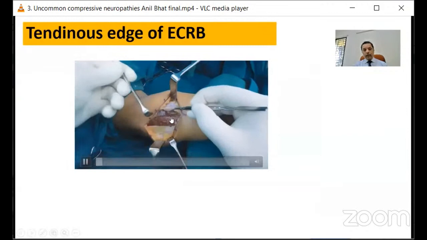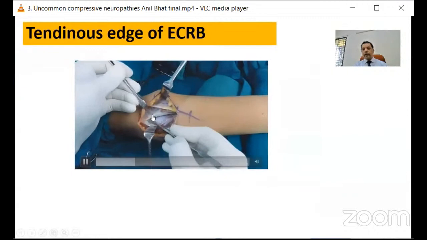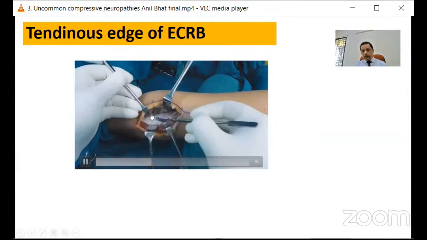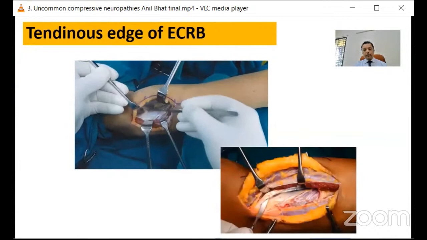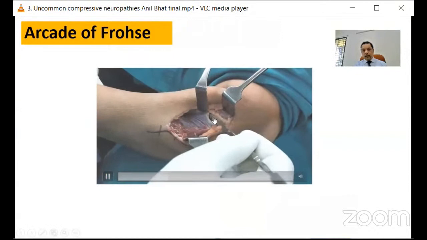And what you see here is the ECRB edge, so this is retracted here. And then you see this is the supinator, but this is the ECRB coming in here, and this tendinous edge can be quite tight, and that's where the nerve is coming out. So during pronation and supination, that tendinous edge can compress the nerve and cause pain for the patient. So that is the medial edge of the ECRB seen here, and that is the classical arcade of Frohse. And that is where the nerve is coming in.